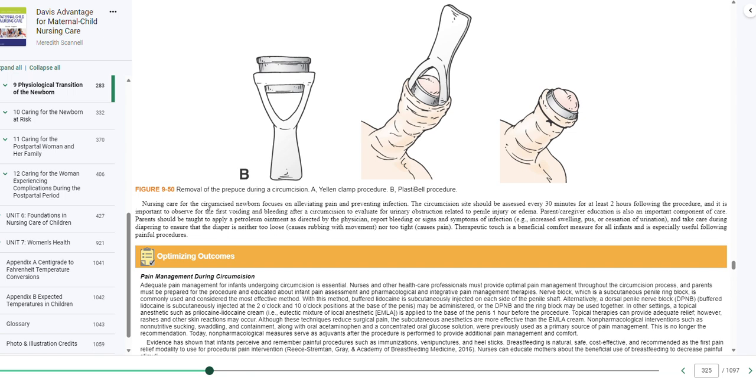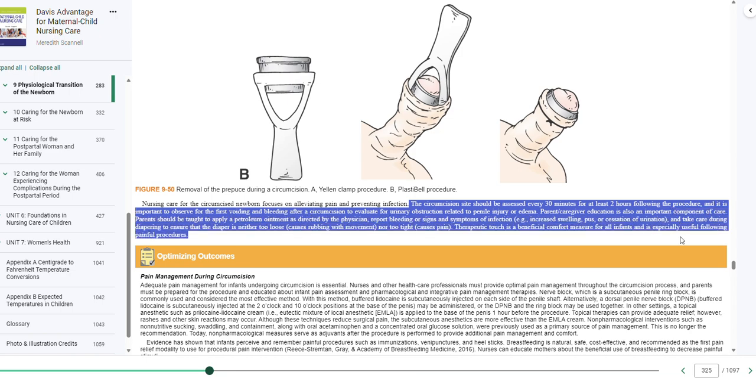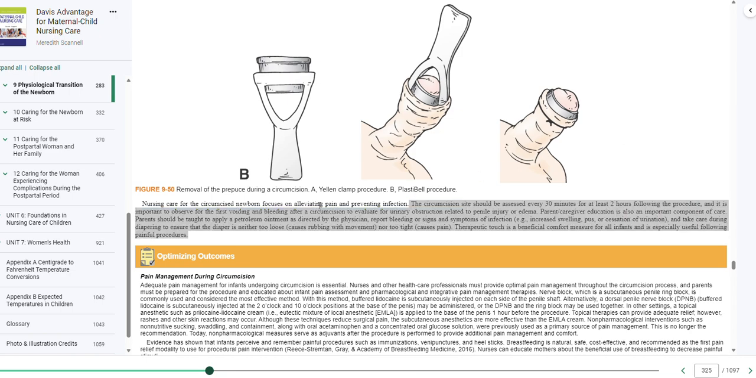Wink and a lollipop, though. The circumcision site should be assessed every 30 minutes for at least 2 hours following the procedure, okay? It's important to observe the first voiding after the circumcision, and bleeding after circumcision, to evaluate urinary obstruction or penile injury or edema, okay.